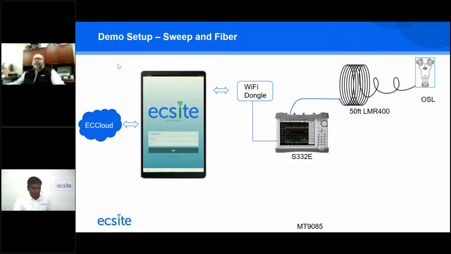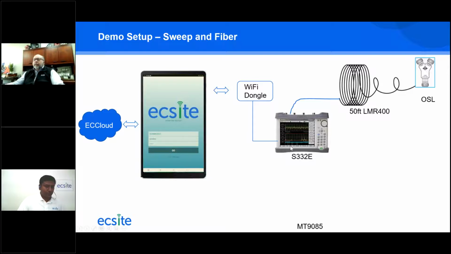Okay, in terms of the demo setup, I just want to explain how this works. I have an Anritsu SiteMaster 332E connected to a Wi-Fi dongle. Like I said, the app talks to the instrument through Wi-Fi or Bluetooth, and we control everything on the instrument. You'll see that. And I have a jumper cable connected to a 50-foot LMR with an open short load termination. Once the app is done with everything, it'll push everything to the cloud through the internet connection. So that is on the site side.